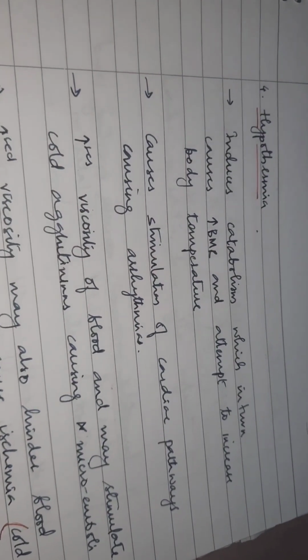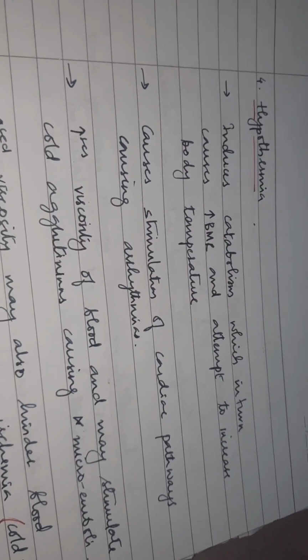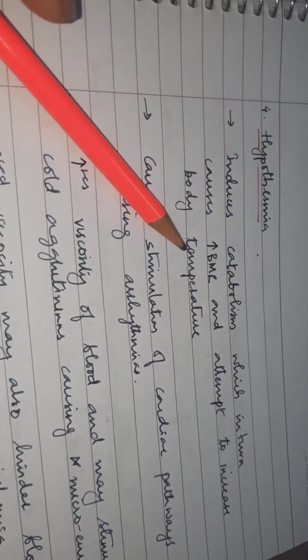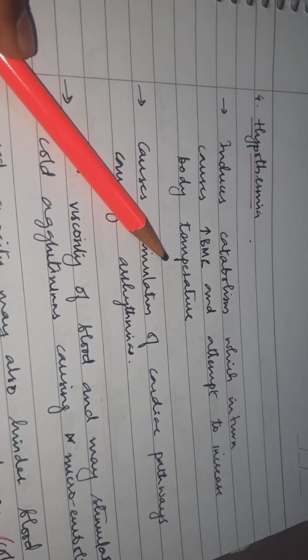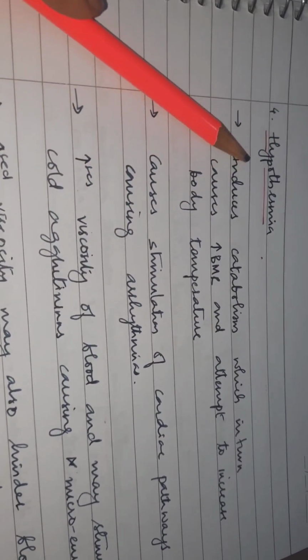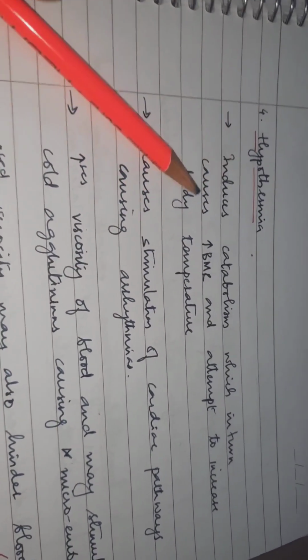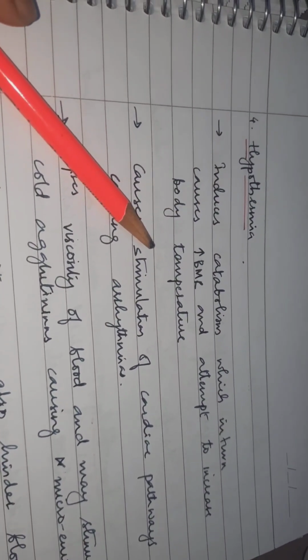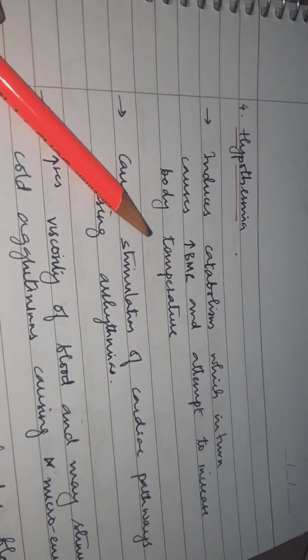So fourth is hypothermia. Hypothermia induces catabolism, which in turn causes increased BMR, that is increased basal metabolic rate, and there is an attempt to increase the body temperature itself. Now, hyperthermia is only caused by release of energy, which is through catabolism. That is, again, proteins are used for release of energy.